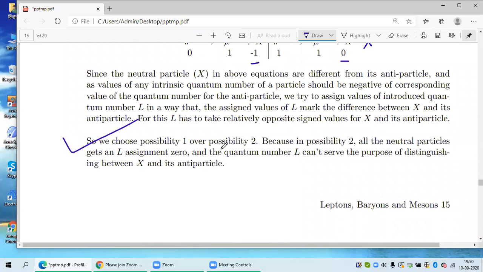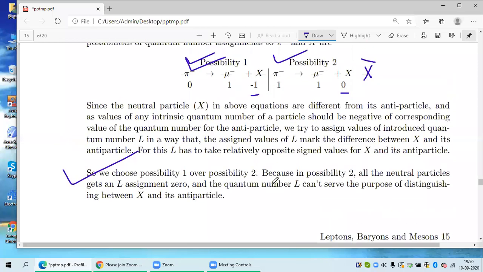So we choose possibility 1 over possibility 2 because in possibility 2, all the neutral particles get an L assignment of 0, and the quantum number L can't serve the purpose of distinguishing the particle X and its antiparticle. So we discard possibility 2 and choose possibility 1. Clear? Yes, sir.